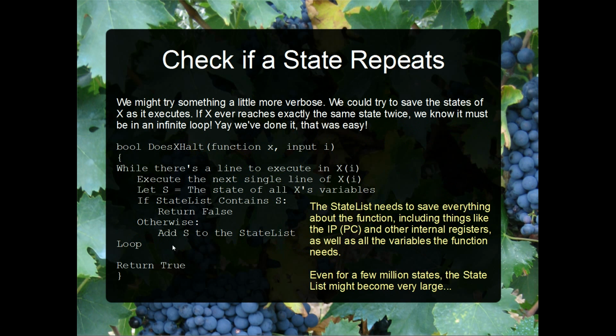Okay, so something like this. It's a little bit more verbose, but stick with me. This is going to work. So we could try to save the state of X as it executes. And if it ever reaches the same state twice, we know that it's doomed to loop.